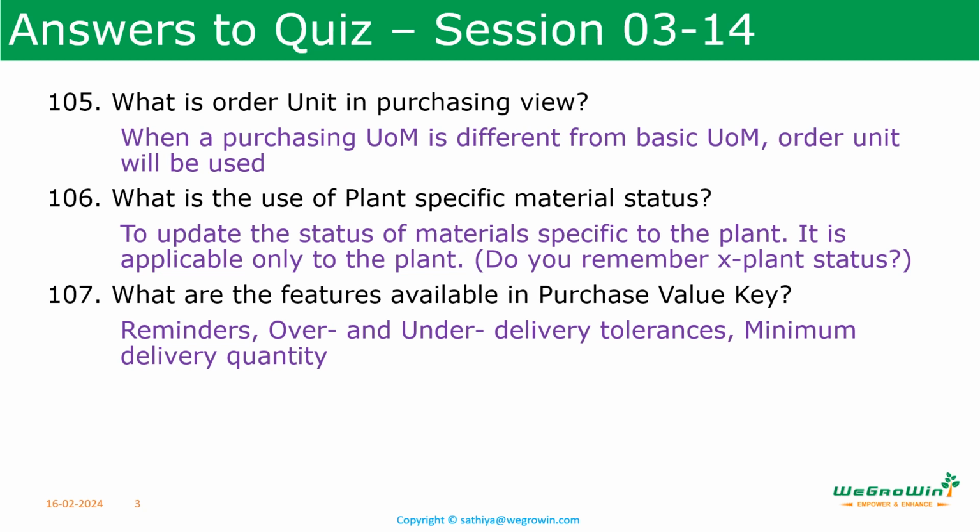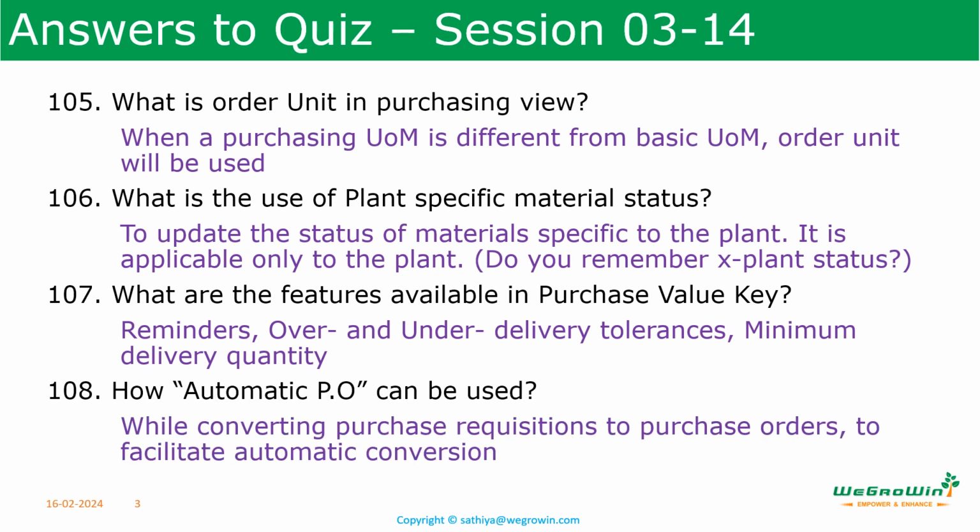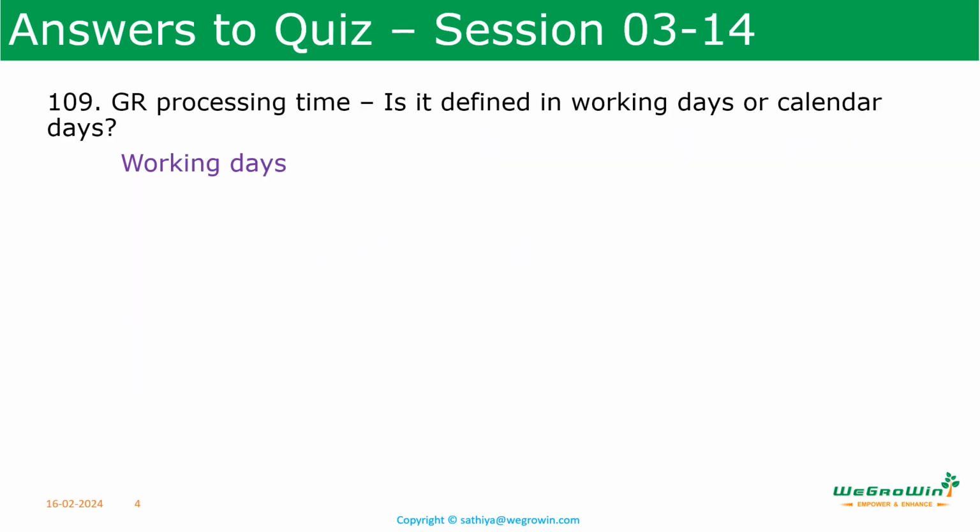What are the features available in purchase value key? There are many things there in purchase value key, like reminders. Three reminders we saw, over delivery tolerance, under delivery tolerance, and minimum delivery quantity. How is the automatic purchase order checkbox used? When you are converting purchase requests to purchase orders, it is used to facilitate automatic conversion of a bulk set of purchase requests to purchase orders based on some parameters.